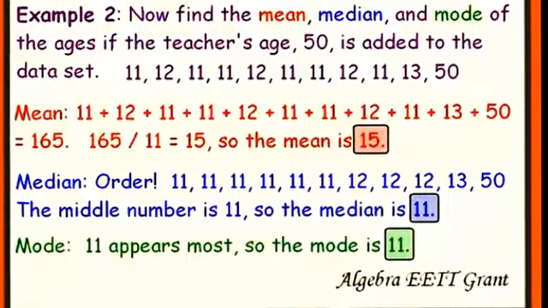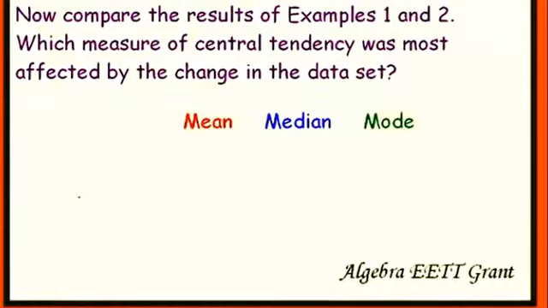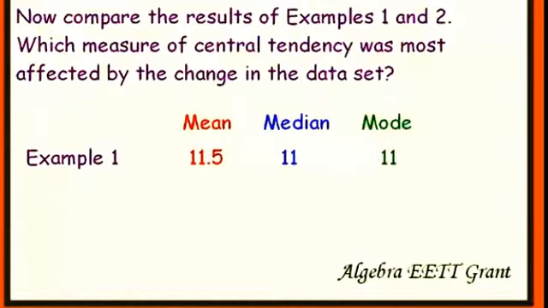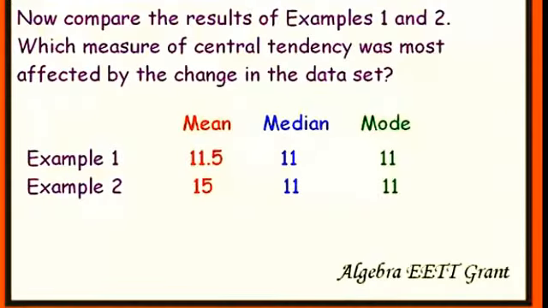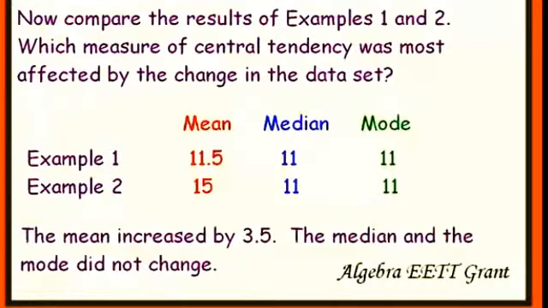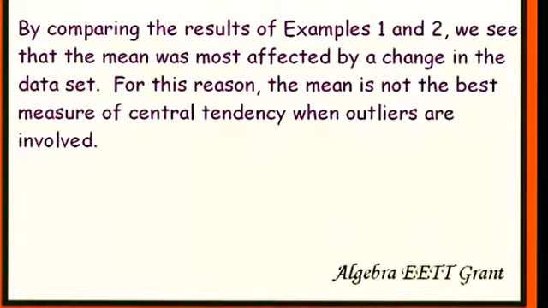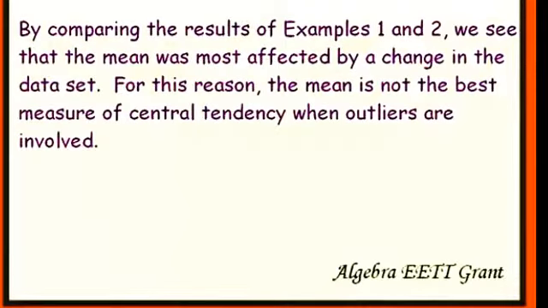So how did that change our set of data? Well, if we look at example 1 and example 2, the mean, the median, and the mode, on example 1, 11.5, 11, and 11 for the mean, median, and mode respectively. For example 2, it was 15 and 11 and 11. So adding that one number changed our mean, but the mode and the median did not change. So by comparing the results of example 1 and example 2, we see that the mean was the most affected by change in the data set.